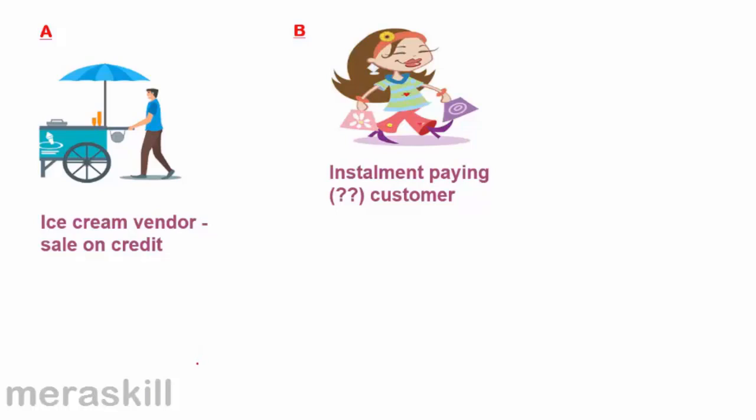This is Mr. B's confusion because he has a problem with his customer. He does not believe that she is going to pay. He is a bit doubtful that she will pay all the installments.